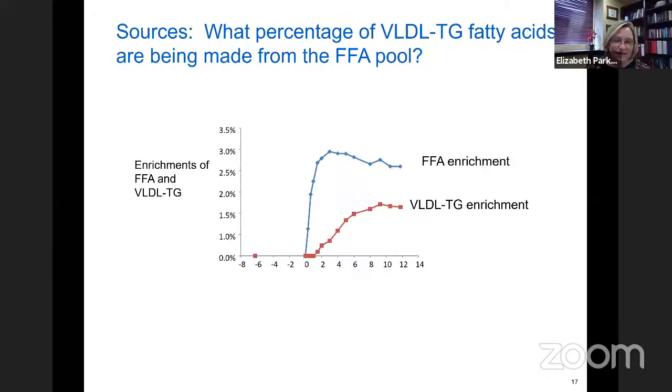So on the x-axis is time from starting the infusion of the free fatty acid. And on the y-axis is the enrichment that we observed. So you can see the free fatty acid pool turns over very, very quickly. And the minute we turned on the infusion, in this case in the right arm of this patient, and we drew blood in the left arm, we could immediately see the label starting to rise and then come to steady state.